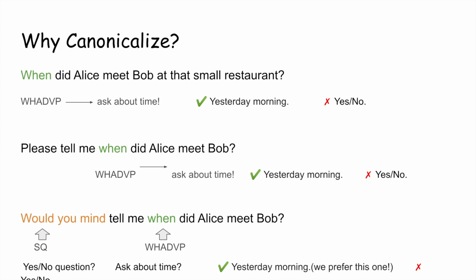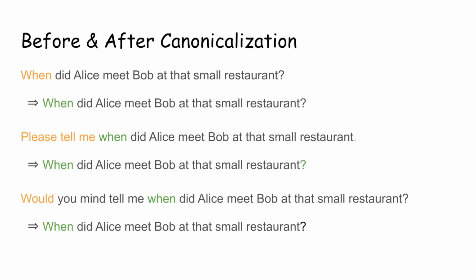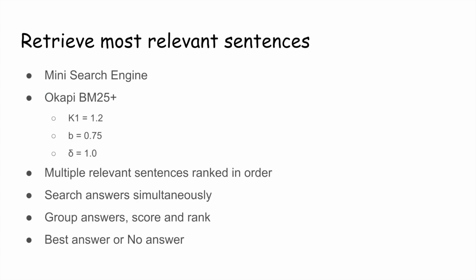While meaningless, "please tell me" and "would you rather" may fool our system into identifying it as a binary question. Since we're expecting some kind of answer like "yesterday morning" instead of a yes or no answer, we can canonicalize this question into an unambiguous and easy to understand form.